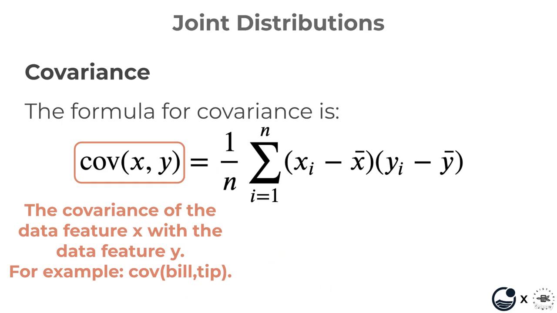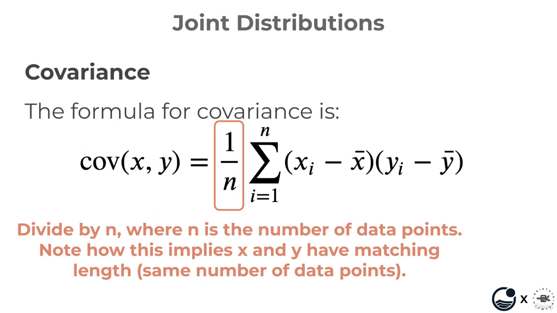So, how do we break this down? Well, we're looking at the covariance of data feature x with data feature y. For example, I could say, what's the covariance between the total bill and the tip? Then, you'll notice we're dividing by n, where n is the actual number of data points. You should immediately note how this implies that x and y need to have matching length, essentially the same number of data points. And that makes sense. You can't really calculate the covariance between two data features that don't have matching data points.